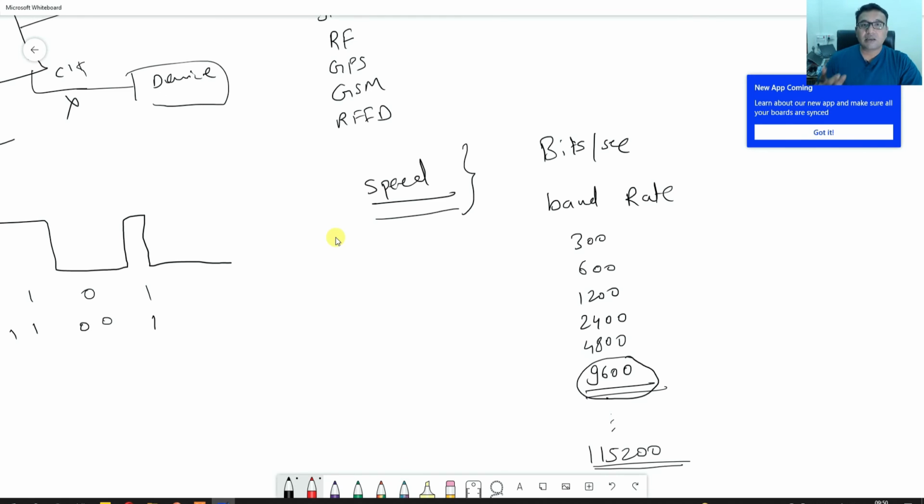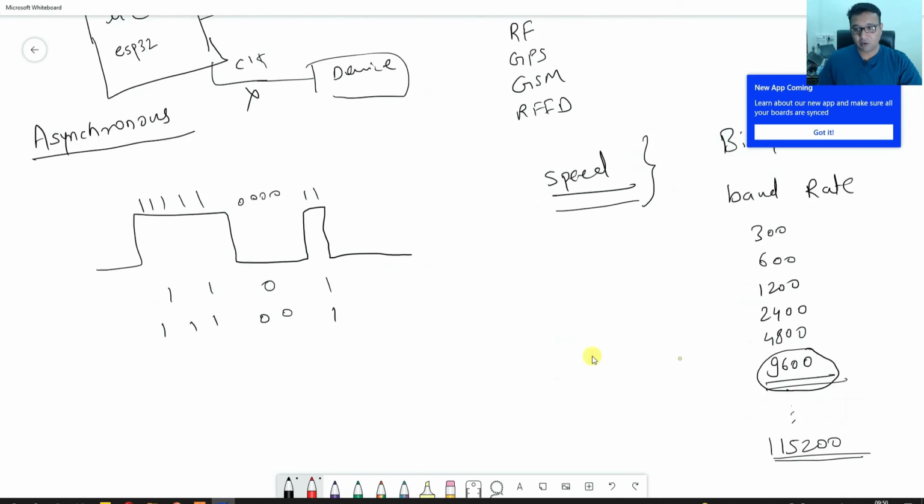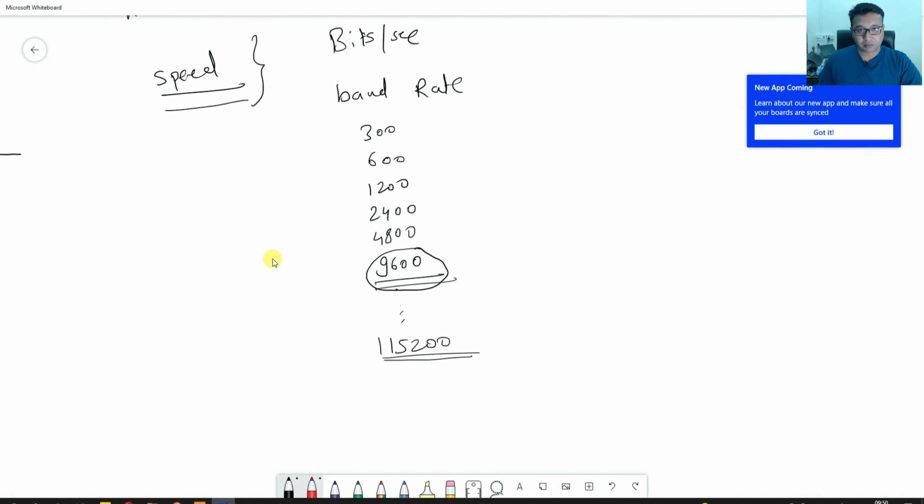So their internal clocks are synchronized with each other, and therefore whatever data is being sent will be properly identified. It may very well be the case that this is 11111, this is 0000, this is 11. It doesn't matter. Whatever data you are sending, it will properly be synced between the two devices if the baud rates are matched. So this is what we are going to do, and we can perform two-way communication in it.